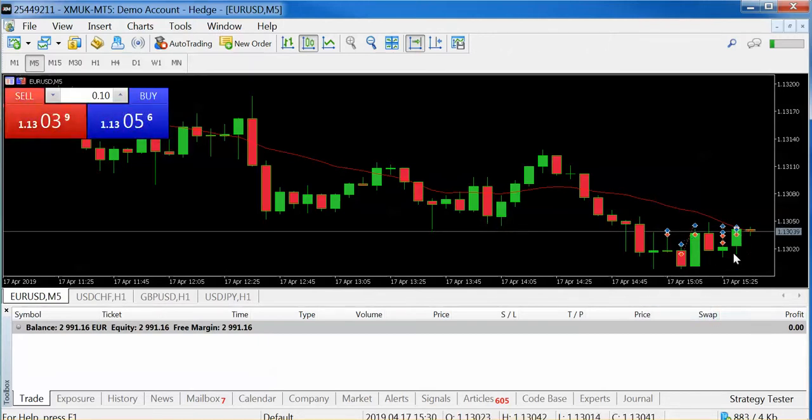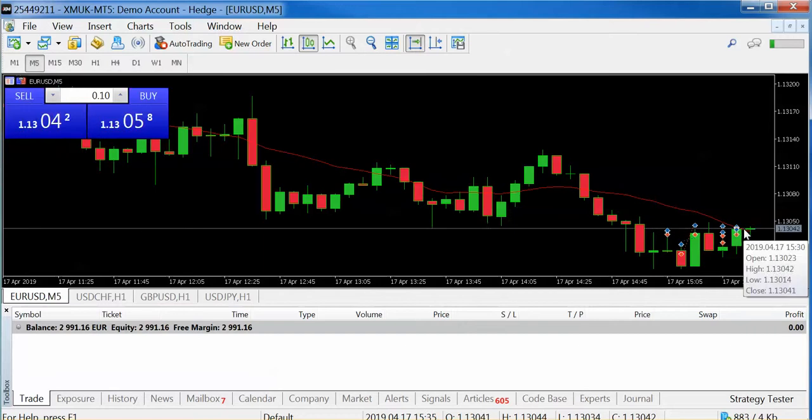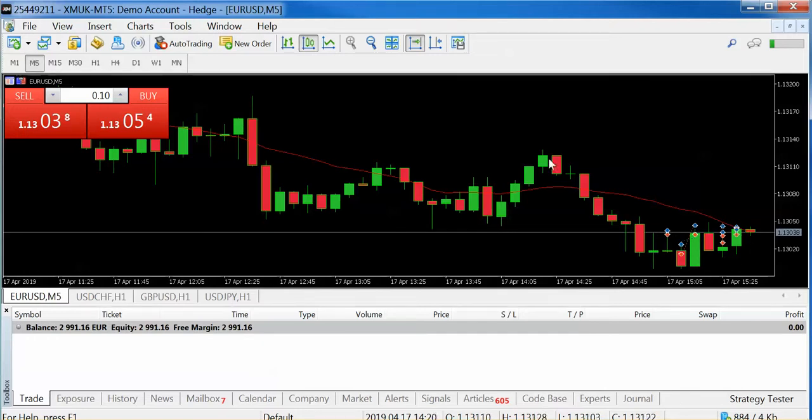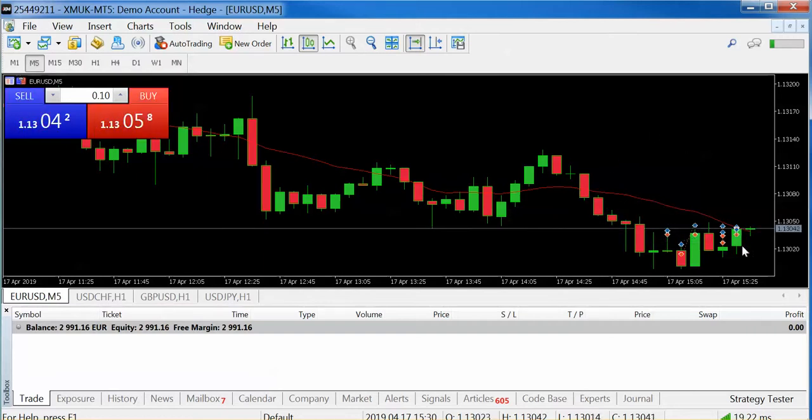Another important thing, when price gets to this line, if it's going up to the line, it's a good time to sell the market. And if it's coming down to the line, it's a good time to buy the market, because the market tends to bounce off the line. We call this line a support or resistance. If it's going up to it, it's a resistance, and if it's coming down to it, it's a support. So this moving average is used as a support and resistance.